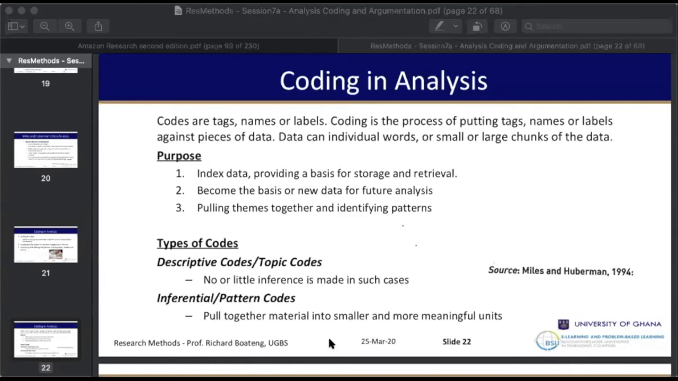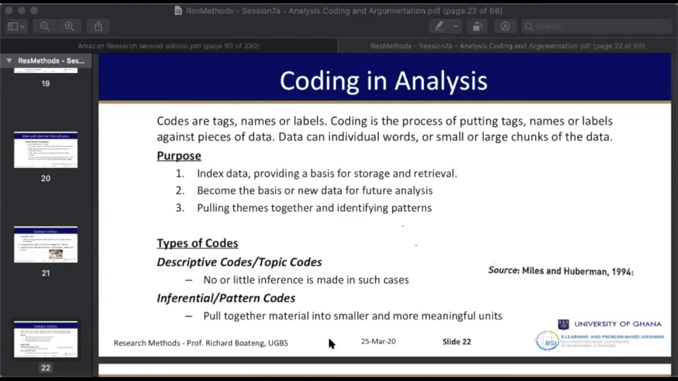Then we come to the basis for future analysis. Any of them is still right. Then you pull the things together by trying to identify patterns. Somebody said, "Prof, how can we identify patterns in data?" Have your labels first, have your codes first. Now, how do we code?